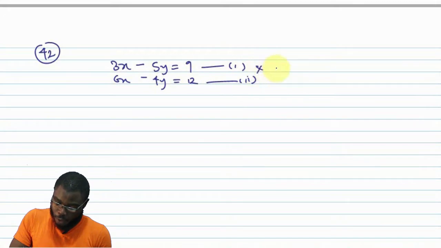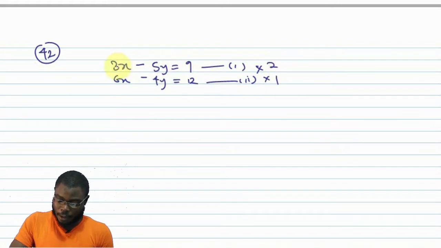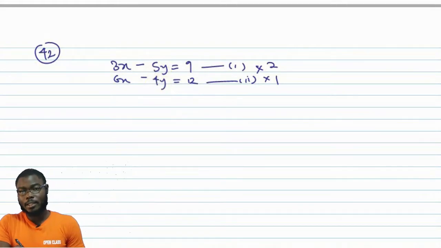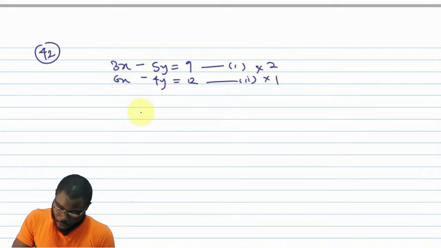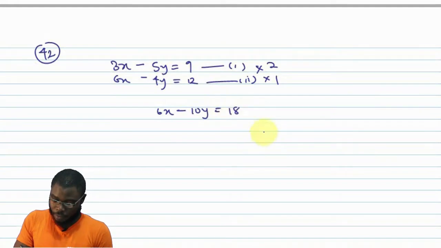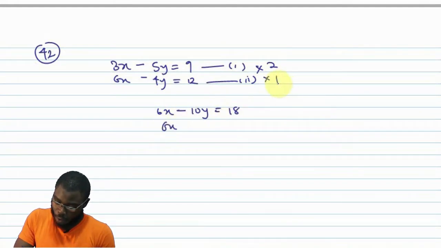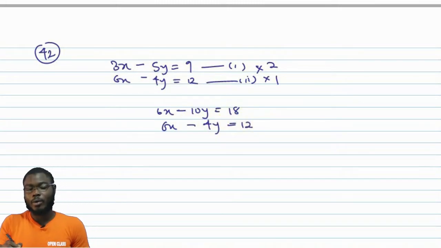If you multiply equation 1 by 2 and equation 2 by 1, this one will become 6 and this one will remain 6. So by the time we subtract equation 1 from 2, x will go away. Then we can easily evaluate y. Multiplying, 2 times 3, you have 6x minus 2 times 5, we have 10y equals 18, and then 6x minus 4y equals 12.